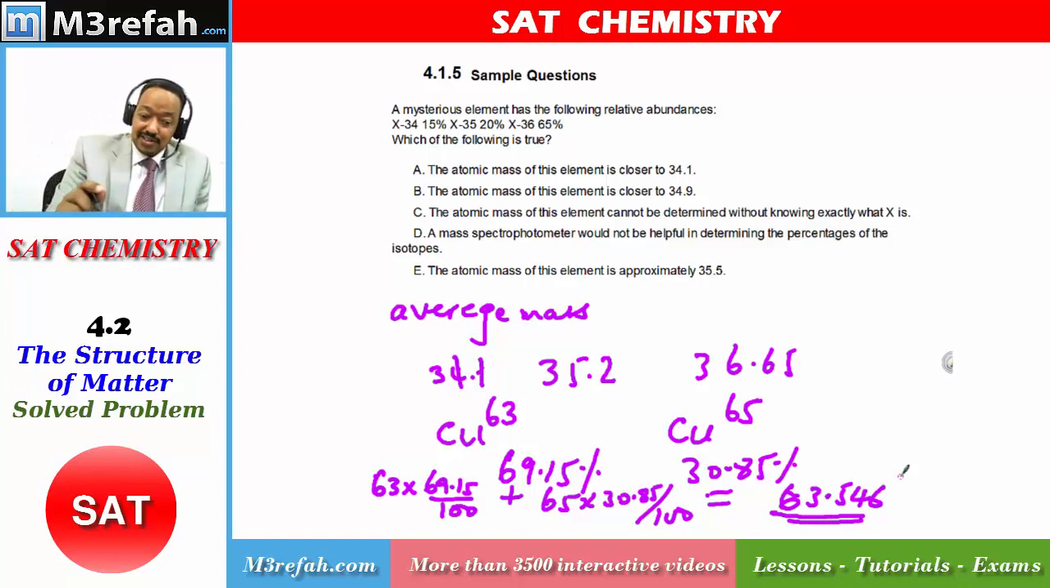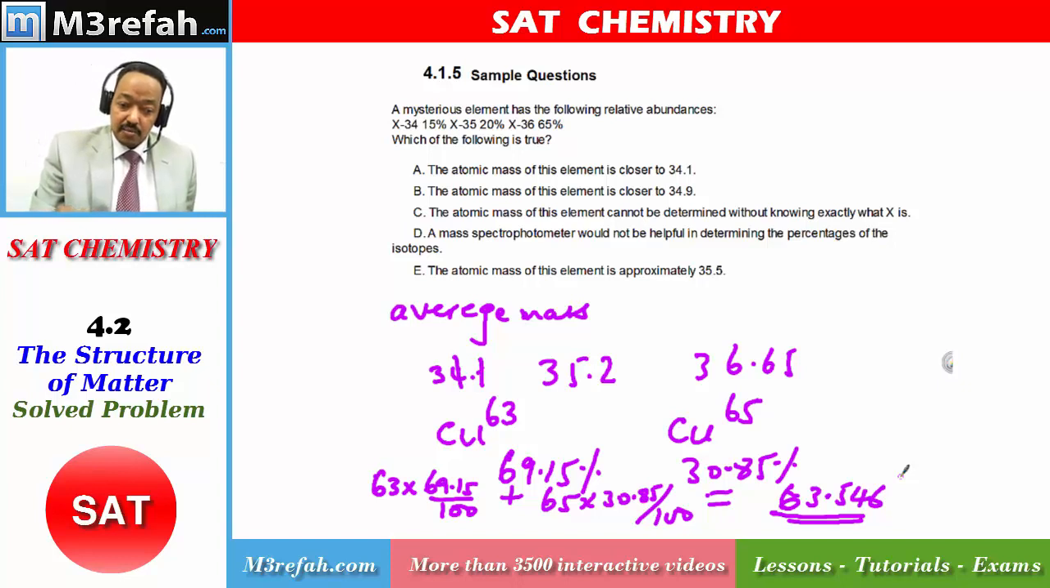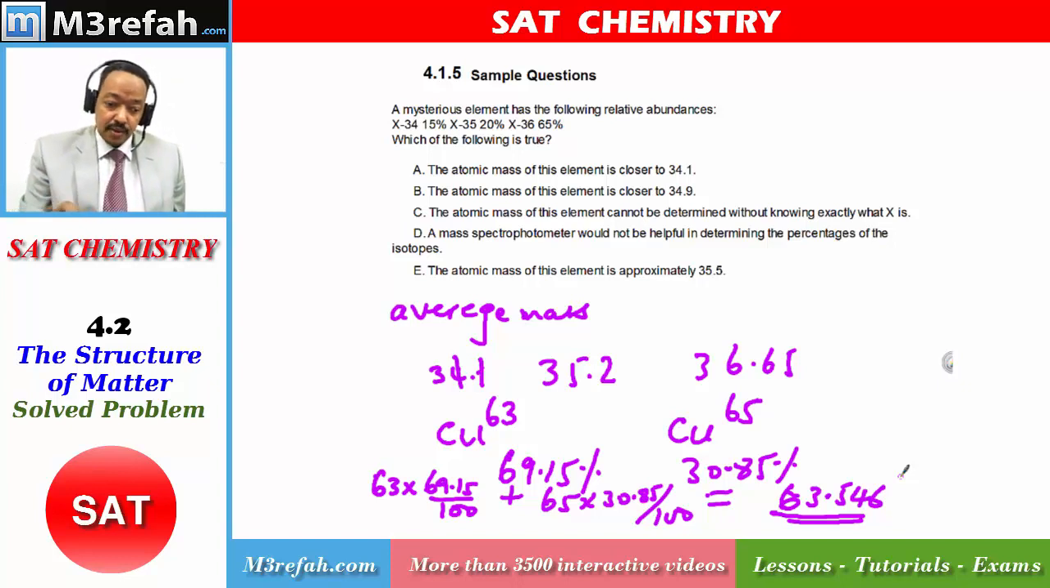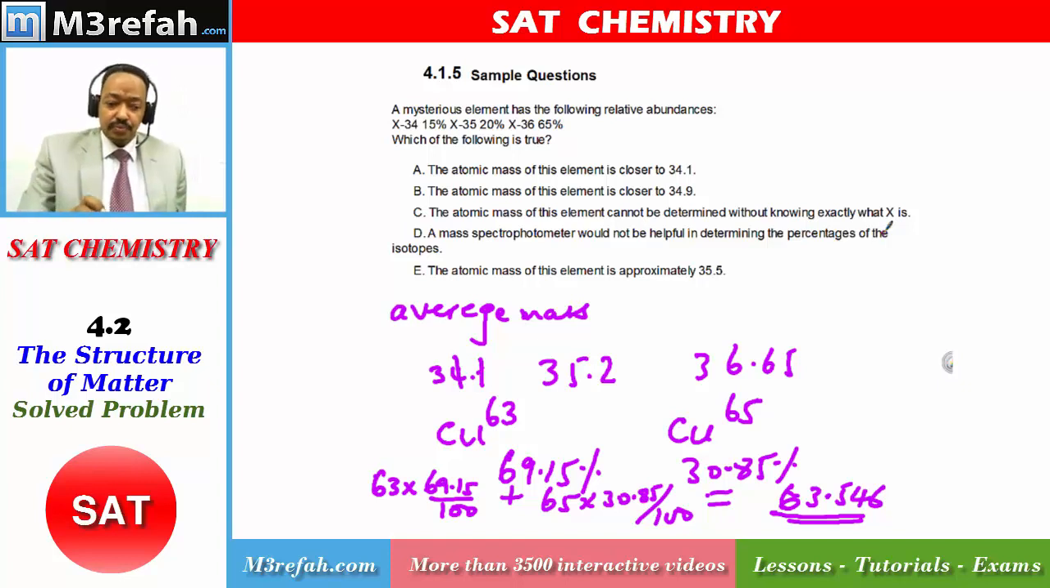So according to this one, what is missing here? The atomic mass of the element is closer to 34.1. No. According to this one, the atomic mass of this element is closer to 34.9. The atomic mass of this element cannot be determined without knowing exactly what X is. A mass spectrometer would not be helpful in determining the percentage of the isotopes. The atomic mass of this element is approximately 35.5. Now, according to this one, where do you think? Just logically, you can answer this question.